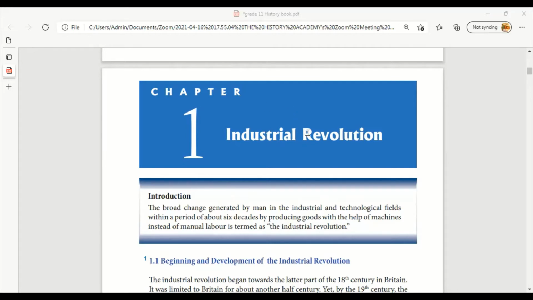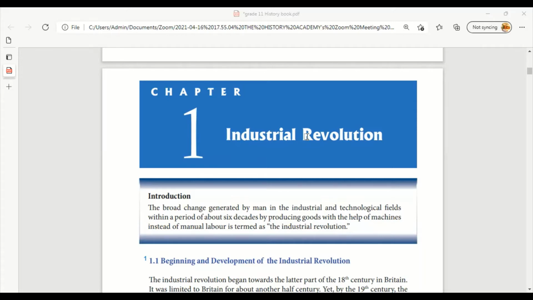So what is meant by revolution? Revolution is simply a change occurring in a certain field. For example, a change occurred in the political system of Russia, we call that the Russian revolution. The change that occurred in the political system of other countries like America, we call that the American revolution, right? In Cuba, the political change occurred, we call that the Cuban revolution. So in that way, a revolution is a change that occurs in a particular field. So industrial revolution means the revolution that occurred in the industrial sector or the industrial field.